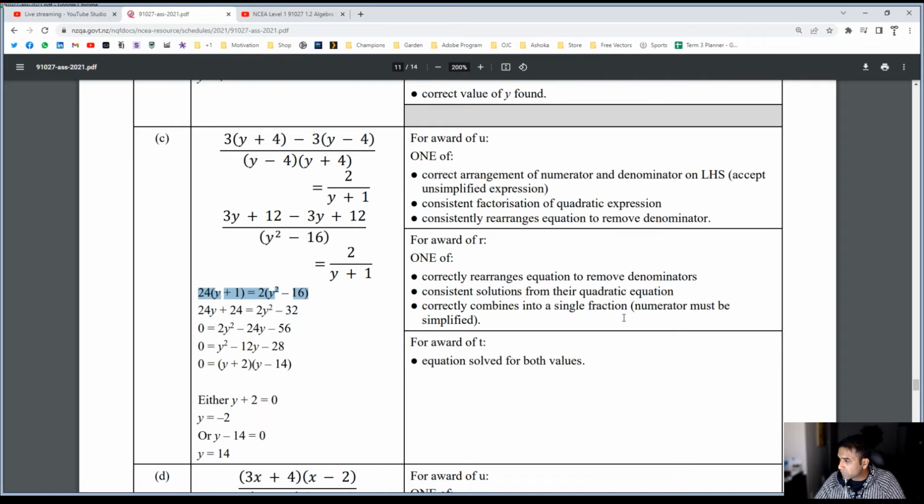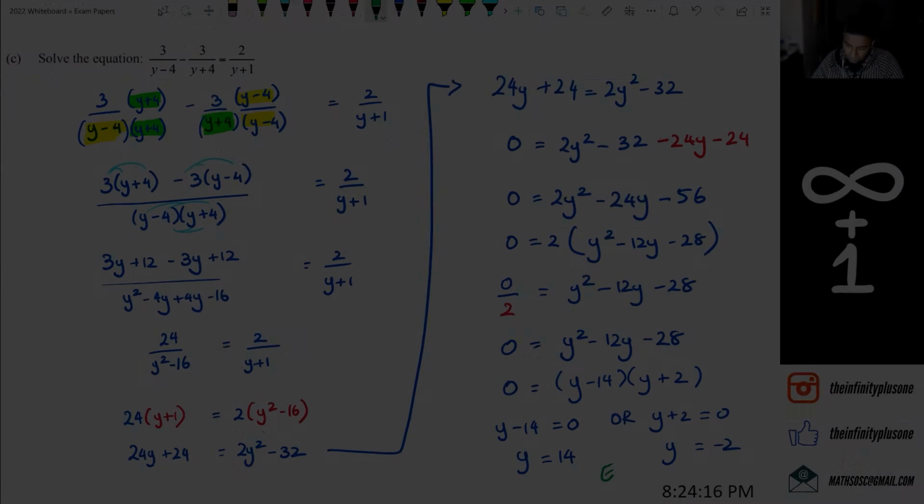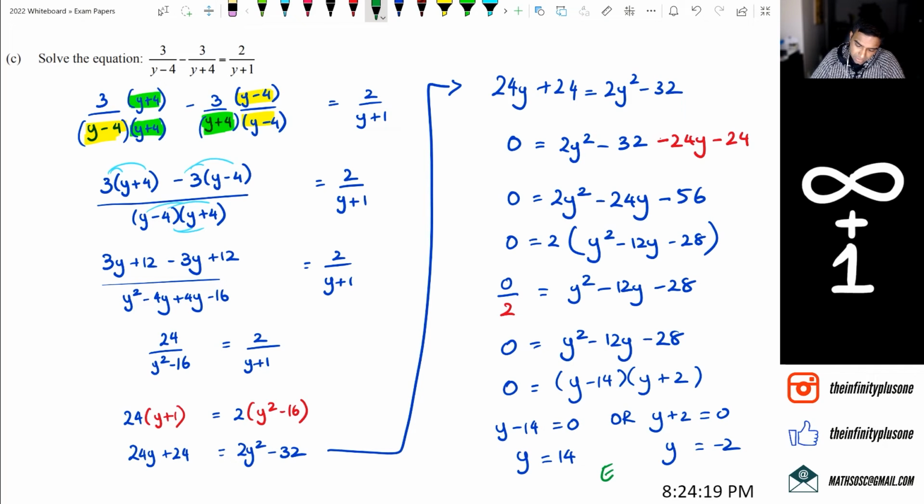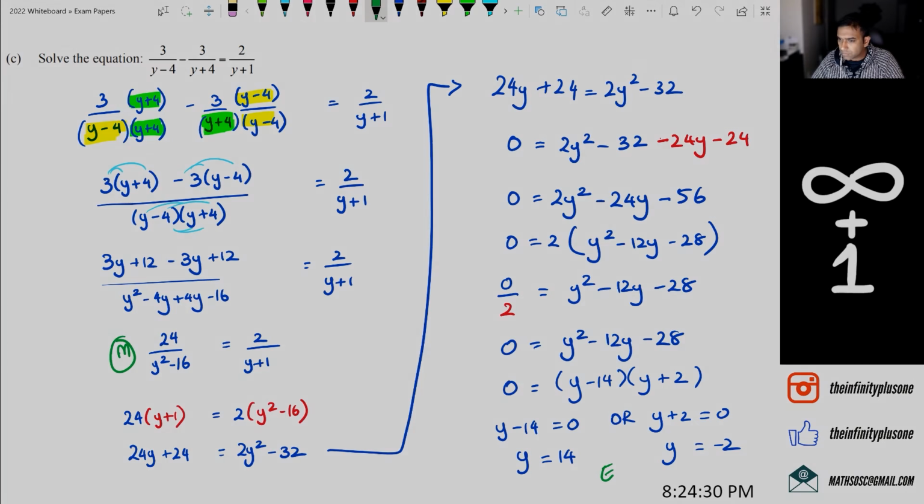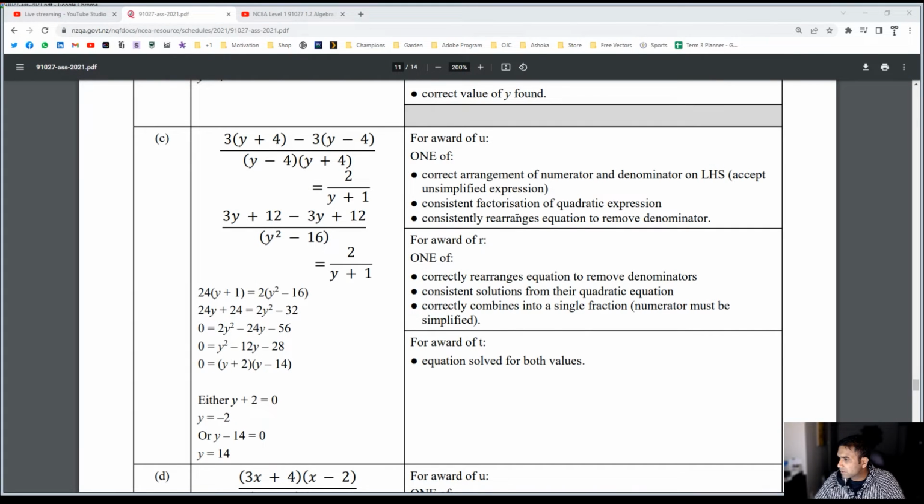Combining into a single fraction, numerator must be simplified. Combining into a single fraction. Oh, wow, that's a merit. So this part right here could also be a merit. Numerator must be simplified, so that means if I go back to my working, that's what we are looking at to get a merit. An achieved is correct factorization. If you make a mistake, let's go back here. Correctly rearrange this equation to remove denominator.